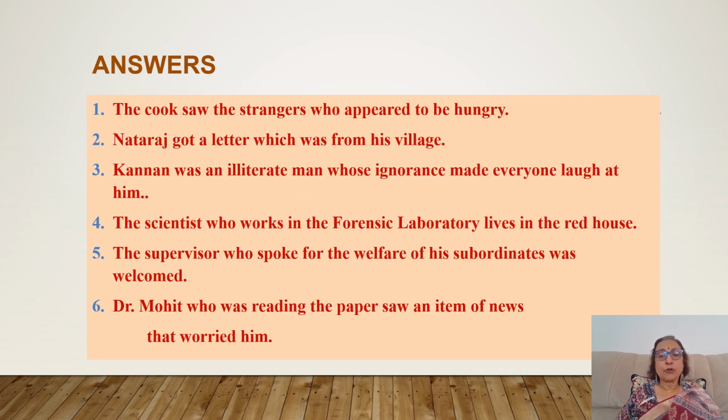I hope you have worked out the answers and then you have come here. The cook saw the strangers who appeared to be hungry. No change in the structure, only they you cut off, join the sentence using who, because strangers and they were side by side. You put who there, sentence is fine. Natraj got a letter which was from his village. Again, very simple. Letter and it were side by side. You remove it and you say which was from his village.